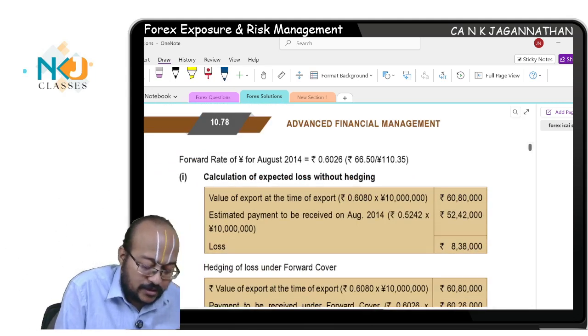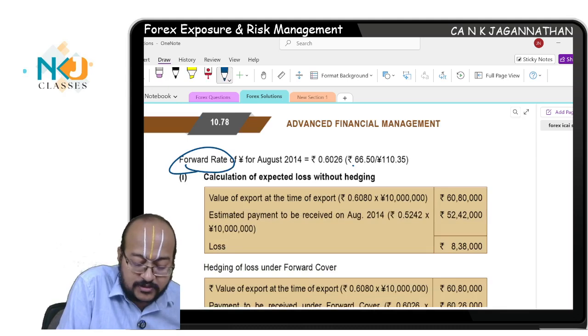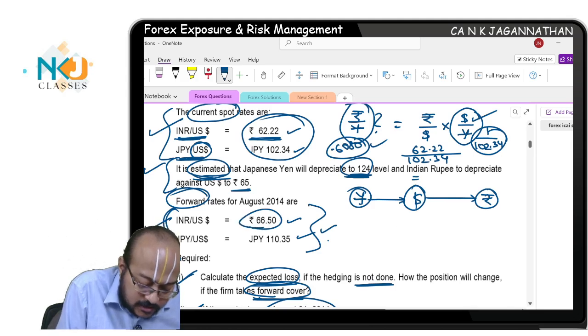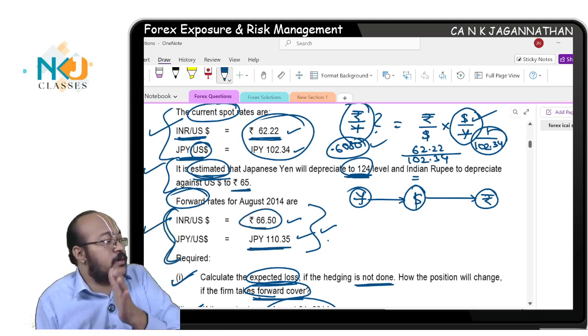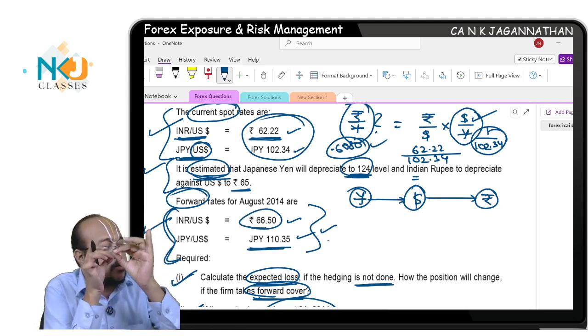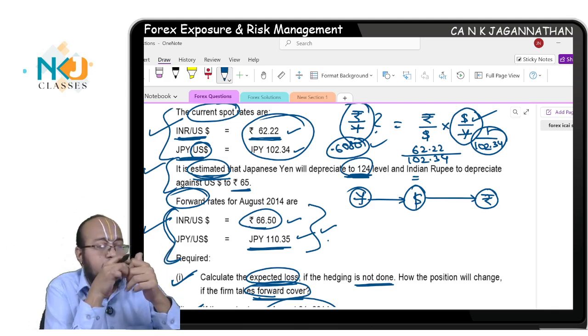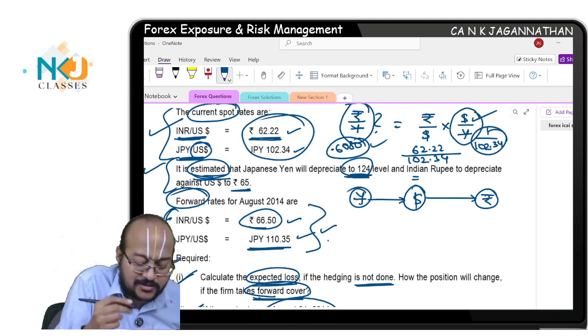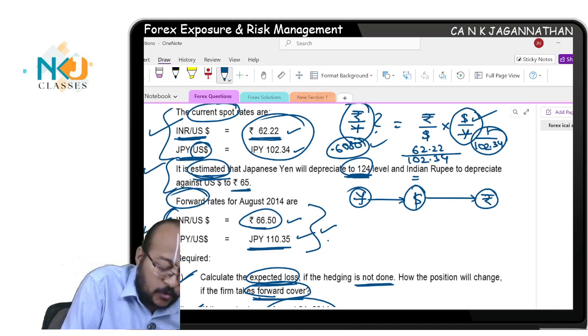Next, one more rate is there, the forward rate. That also you convert: 66.5. Here the cross rate for the forward rate is 66.5 divided by 110.35. Same mechanism. Once you find out what number to be divided and what number to be multiplied, everything will be the same. So here also 62.22 is substituted with 66.5 divided by 110.35.